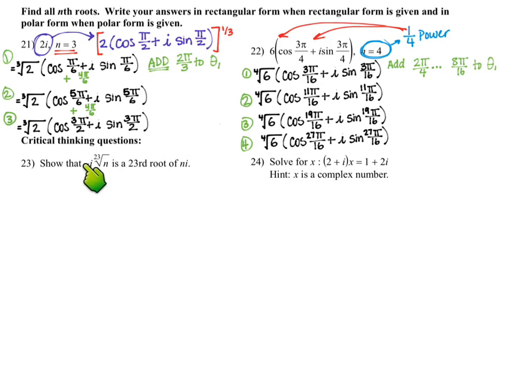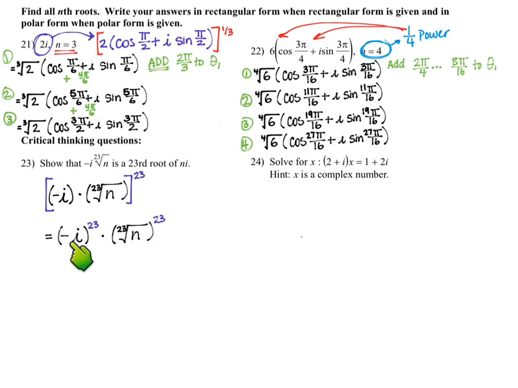This problem here, we want to show that this is the 23rd root. Well, if I wanted to know why is 5 the square root of 25, because when you square 5, you get 25. It's the same idea here. If this is the 23rd root, then raising it to the 23rd power should give us this radicand of n times i. So I'm going to use properties of exponents and distribute that exponent.